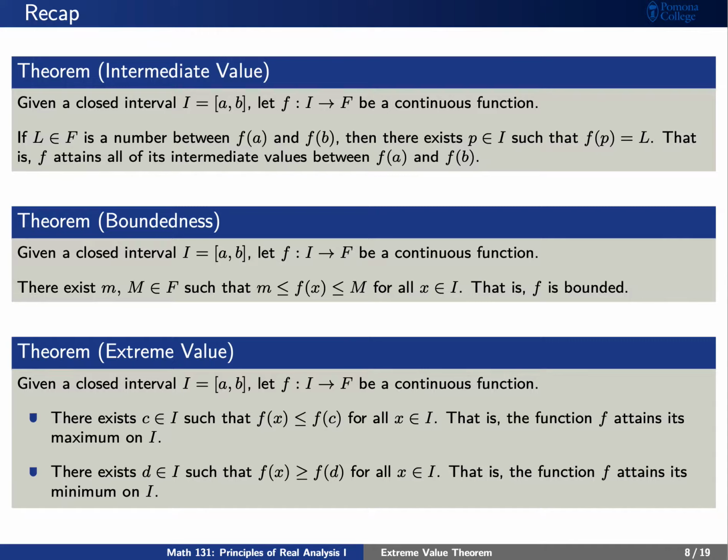There exists a number c in our closed interval such that f of x is less than or equal to f of c for all x in the closed interval I. That is, the function f attains its maximum value on the closed interval I. Similarly, there exists an element d from the interval such that f of x is greater than or equal to f of d for all x in the closed interval I. That is, the function f attains its minimum value on I.